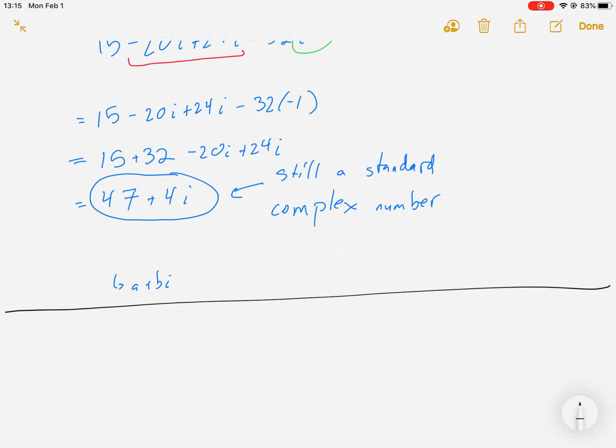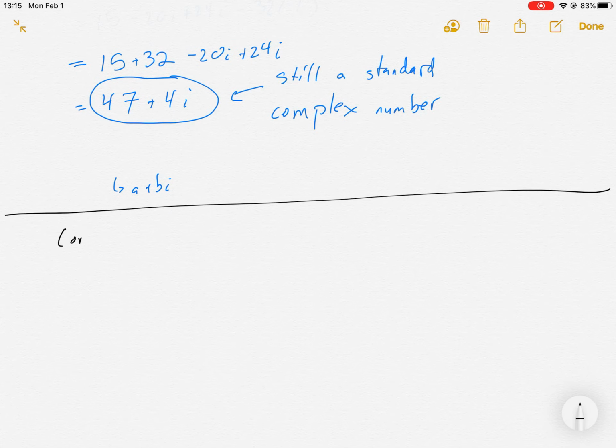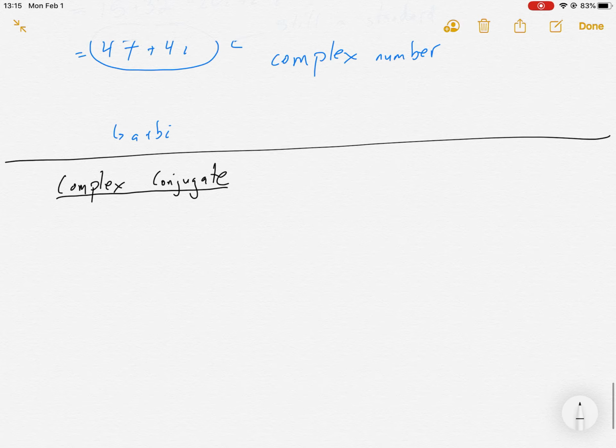Now, the last thing I want to define with complex numbers is something called the complex conjugate. And this kind of relates back to multiplication, so that's why this is stuck here, because it will be related to what we just talked about.